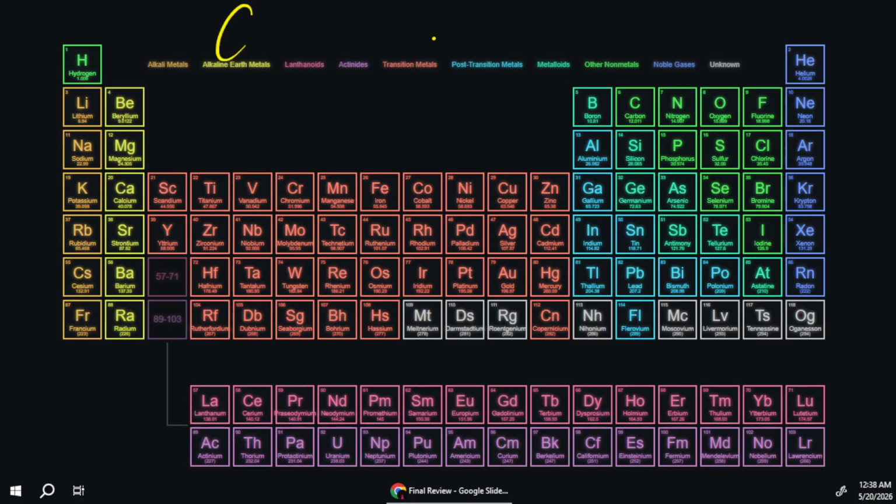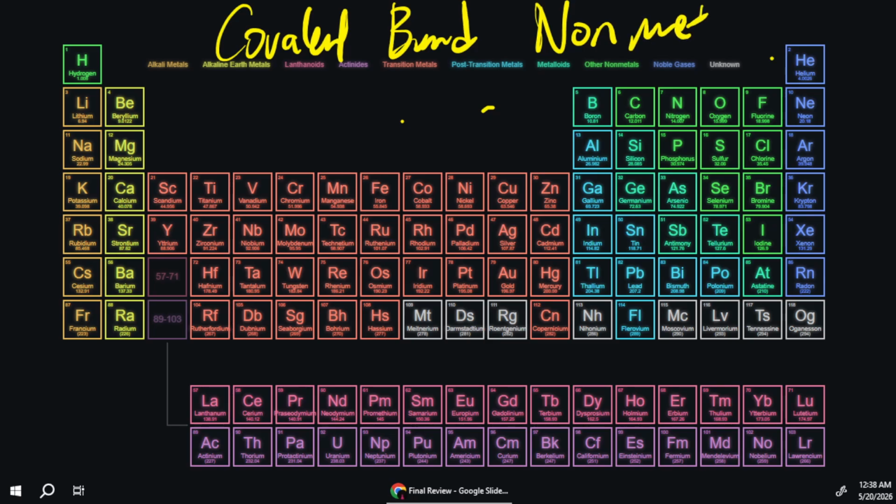For covalent bonds, it only happens between nonmetals. Okay. So how come metals cannot participate in this? That's because covalent bonds work by sharing electrons.